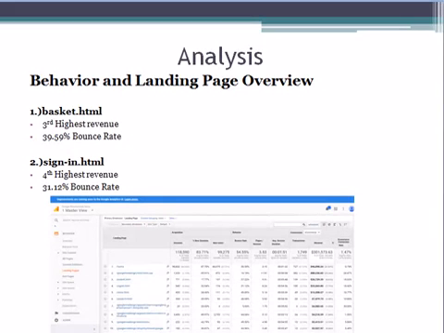Basket.html was the third highest in revenue, and the bounce rate was 39.59%. And then signin.html was the fourth highest in revenue, and the bounce rate was 31.12%, which shows that the people were engaged with those two landing pages and were interested in the content.